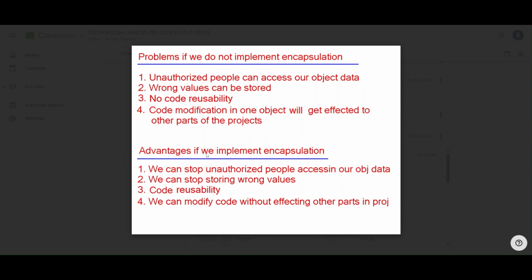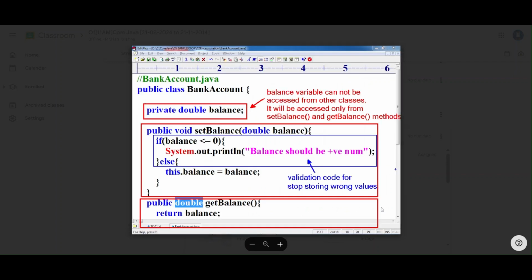Advantage if we implement encapsulation: we can stop unauthorized people from accessing our object data. We can stop storing wrong values, and we get code reusability. We can modify code without affecting other parts of the project.